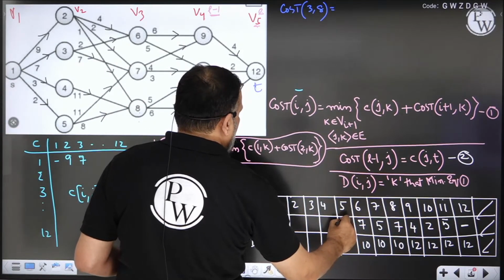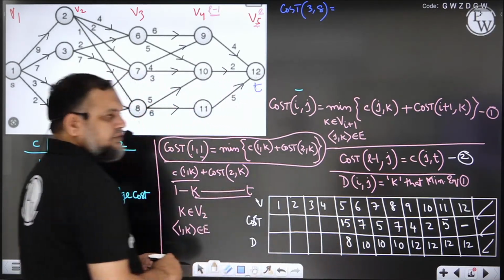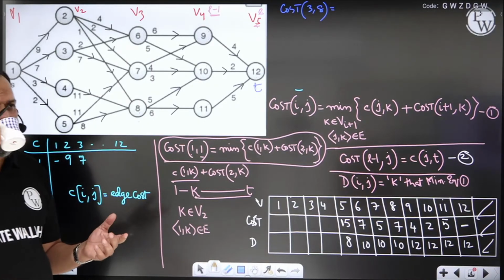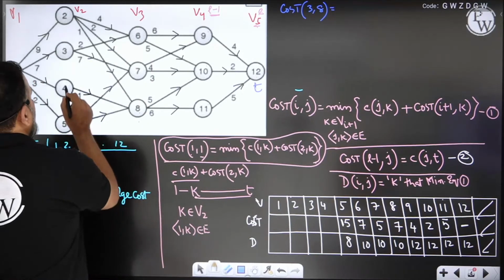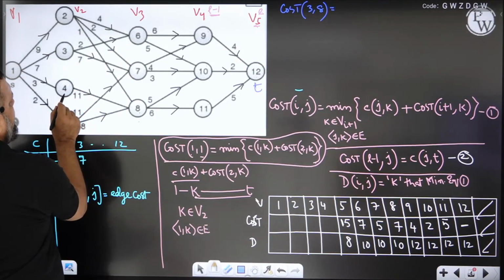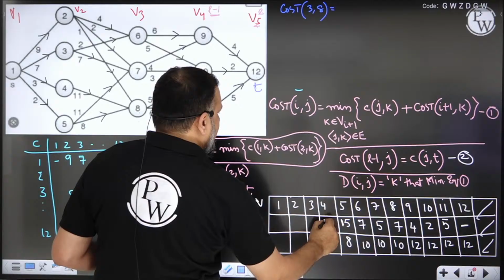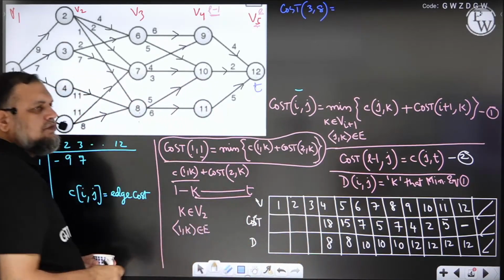Please correct me if I am wrong at any place. Going via 8 is giving you the minimum. Check me if I am making any mistake, because sometimes I can also make a simple silly mistake. Now, cost of 4. Here you have only one option: 11 plus the cost of 8. Cost of 8 is 7, so 11 plus 7 is 18. There is no option other than 8, so we write 8. See how fast we can fill this up.